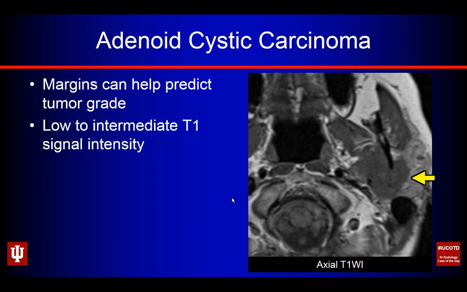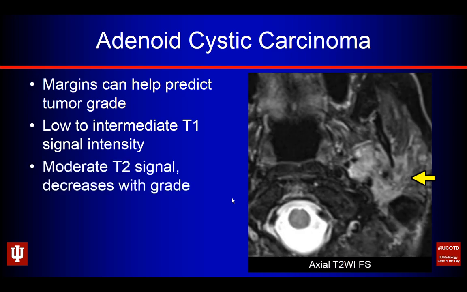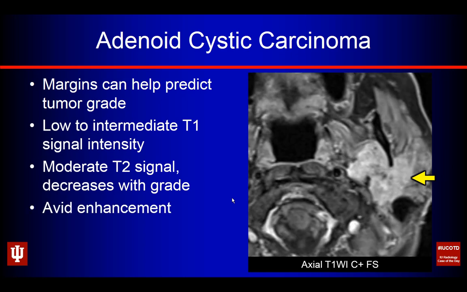As this image shows nicely, these are kind of low to intermediate signal intensity on T1 weighted imaging, and they have typically fairly moderate T2 signal intensity. As you can see here, it's just a little bit brighter than the parotid gland itself. However, as the grade increases, as it becomes a more cellular tumor, that T2 signal intensity can certainly decrease, just like the ADC. These do tend to have pretty avid enhancement. These are oftentimes described as having a flame-like appearance. Again, indistinct margins, though. It's hard to trace out exactly where the margins are with this tumor.